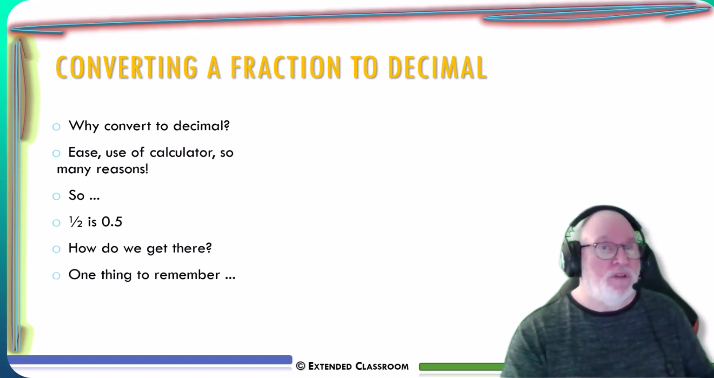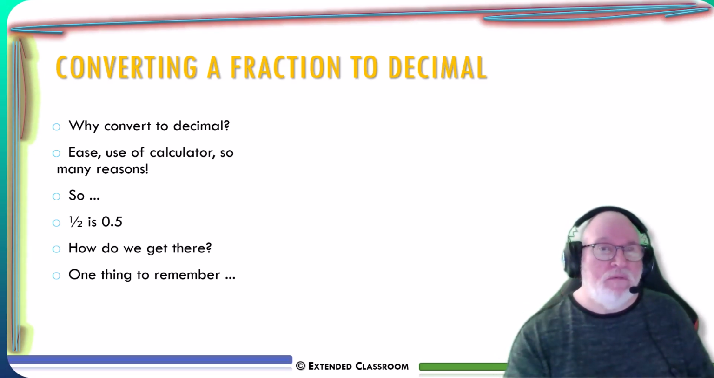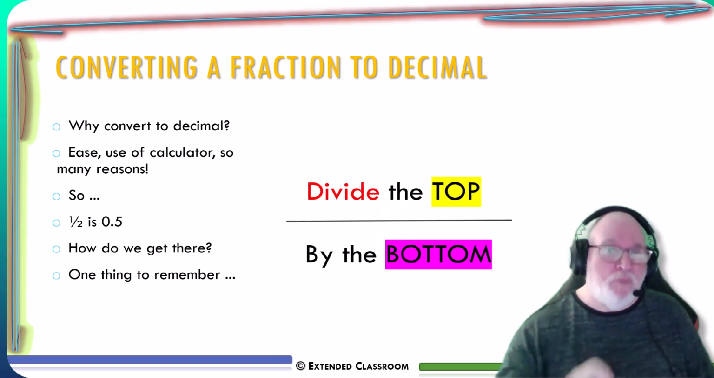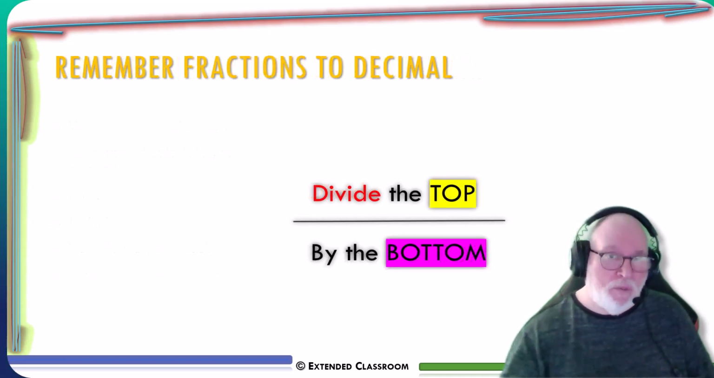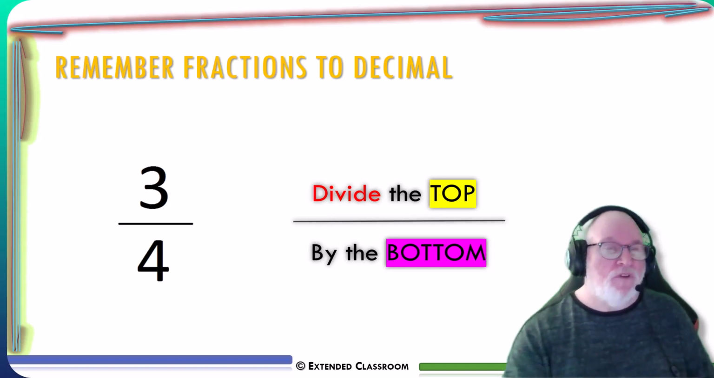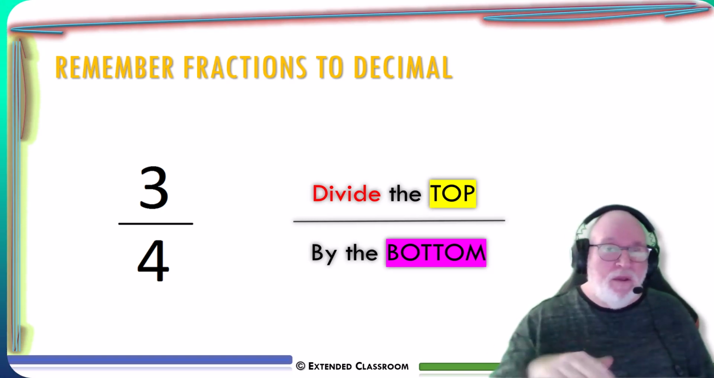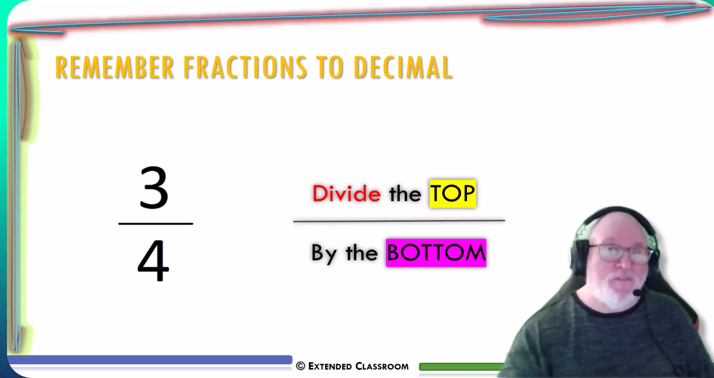Well, one thing you've got to remember, look at the fraction itself. You've got a line, which means division. So you divide the top by the bottom. If you've got a fraction of 3/4, that's 3 divided by 4. So you divide the top by the bottom to get it into a decimal for yourself to work with.